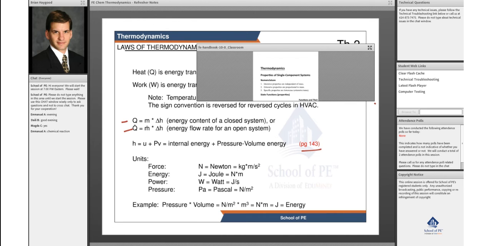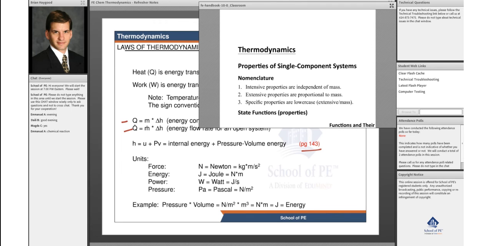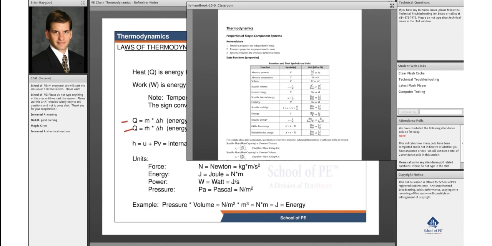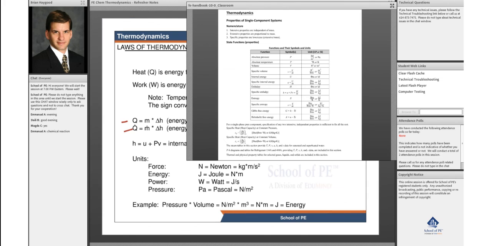At the beginning of many of these sections, they start defining various terms applicable to the section. And the only things that are really of interest are C sub P, C sub V, and H. Get this to where it's visible. So we're on page 143, the very first page of thermo.